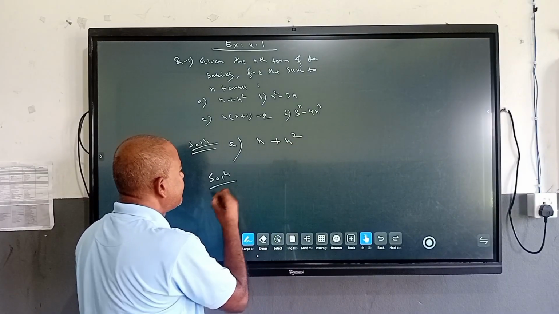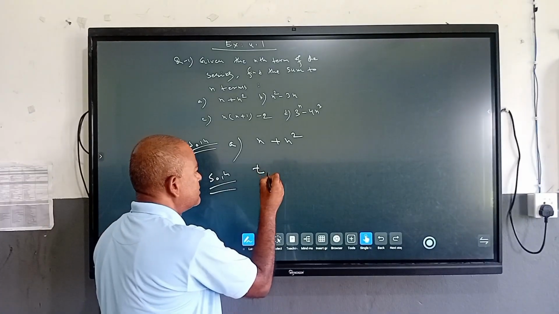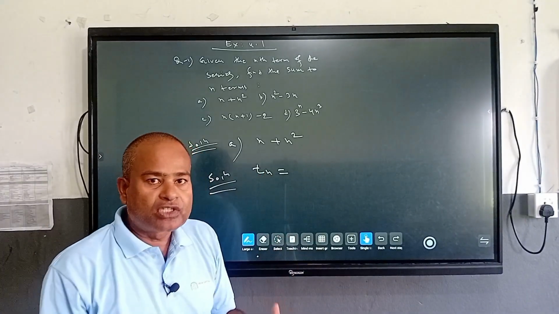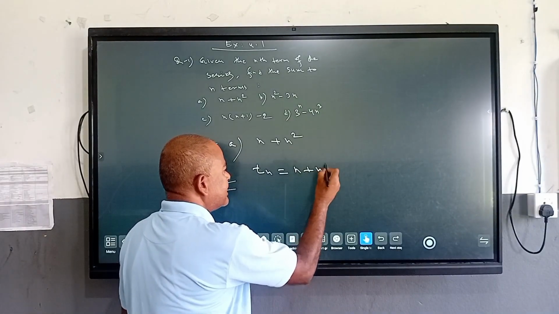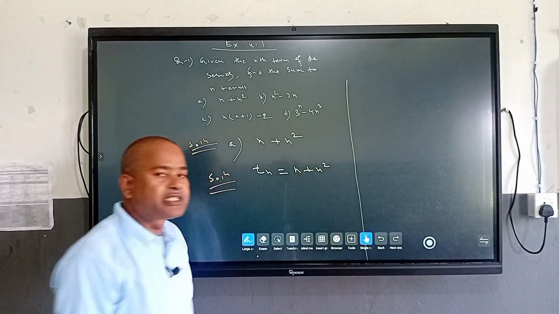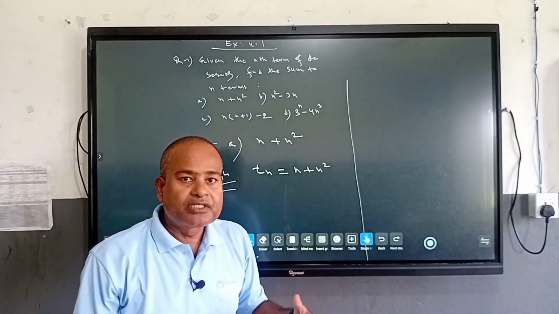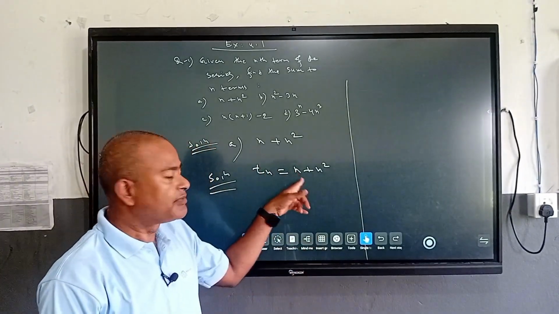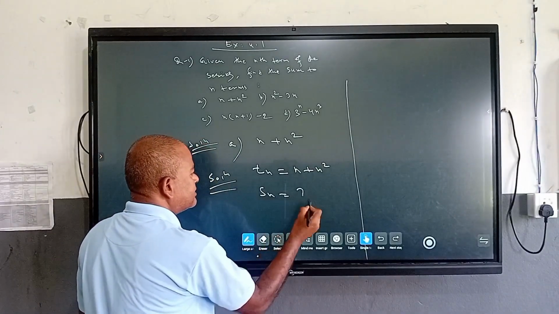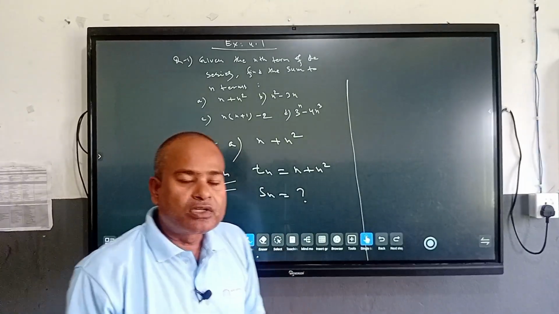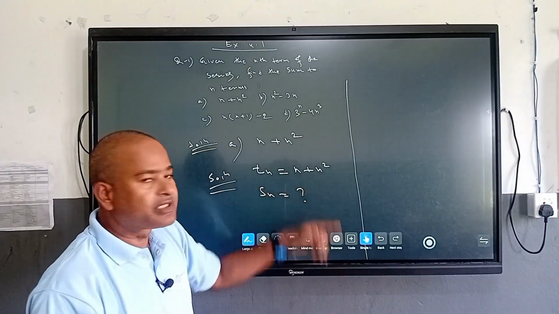Dear students, n plus n square is the nth term, or we can say the general term of a series. Tn equals n plus n square. So dear students, now we have to find out the sum of the series whose nth term is given by n plus n square. We have to find out Sn, the sum of n terms of the given series whose nth term is n plus n square.